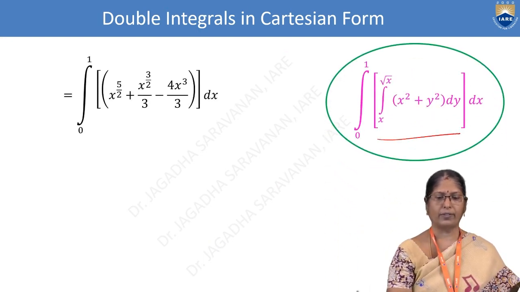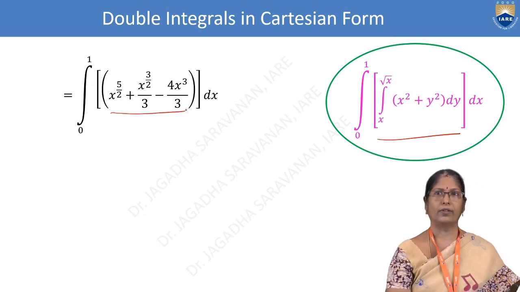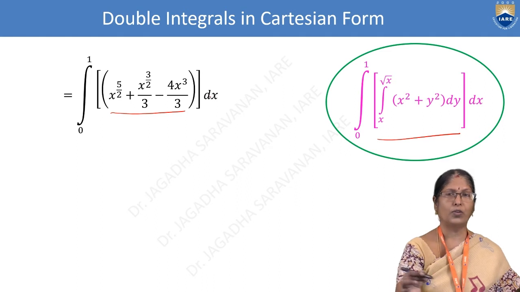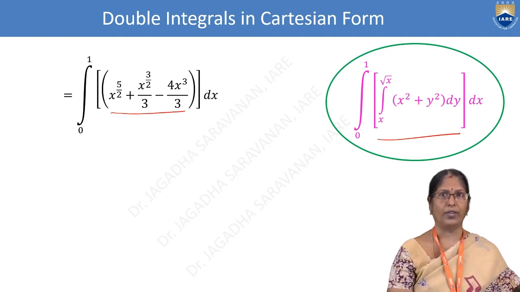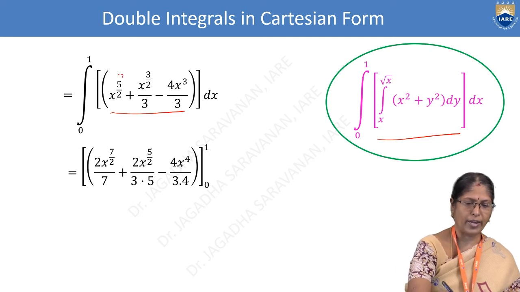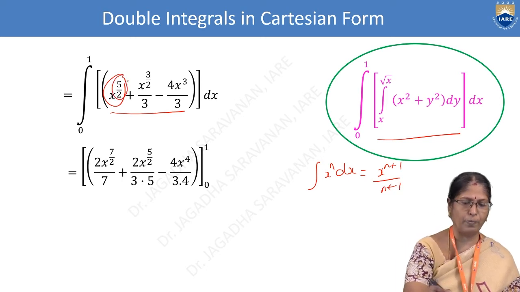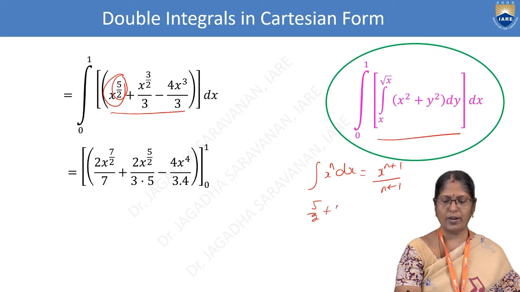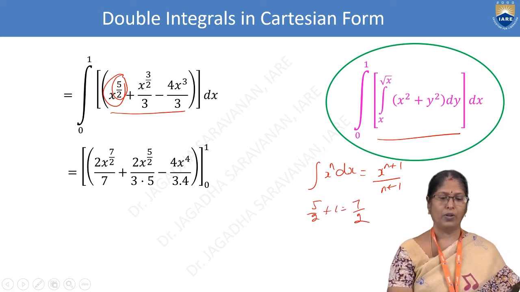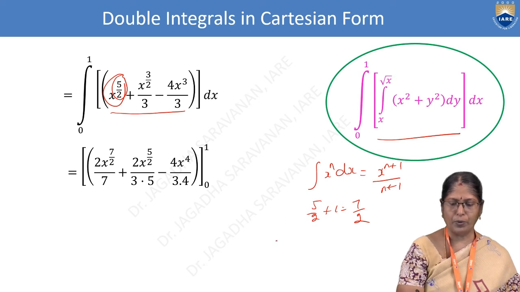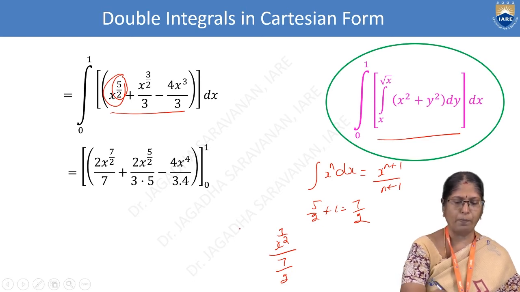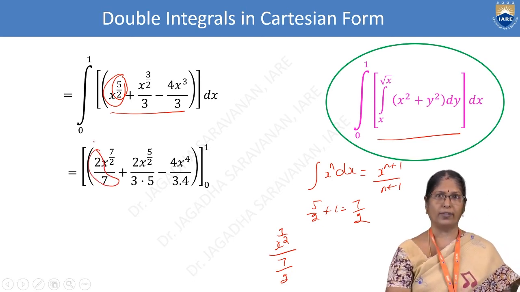Now at this particular place, the result is substituted, and this should be integrated with respect to x. Now, x power 5 by 2. A simple integral formula is x power n plus 1 by n plus 1. Our n is 5 by 2, so 5 by 2 plus 1 is 7 by 2. So x power 7 by 2 by 7 by 2, and the 7 by 2 is written as 2 by 7.